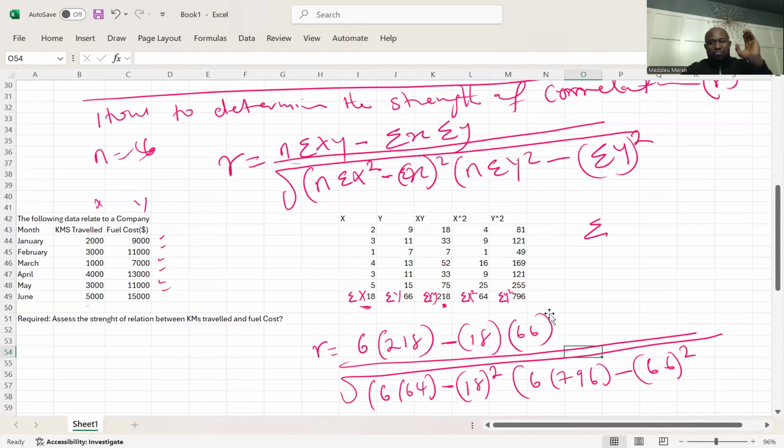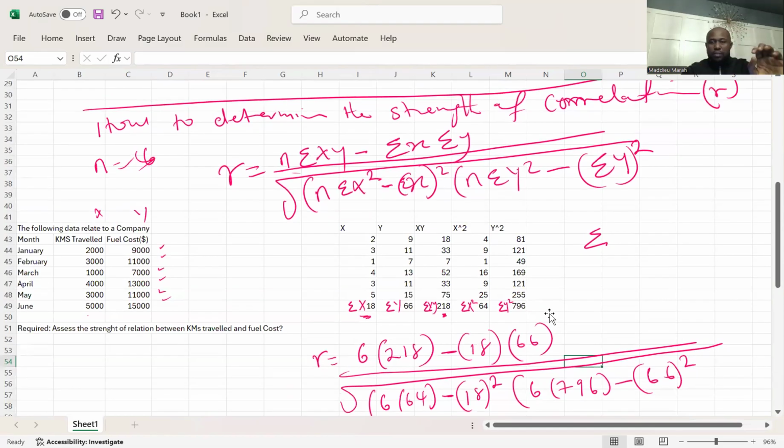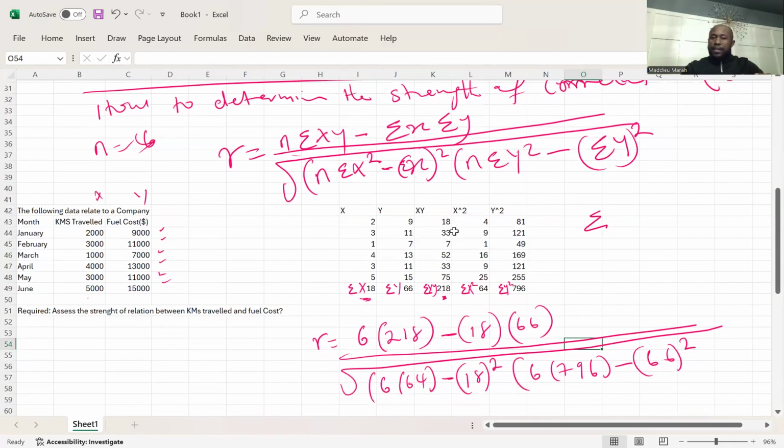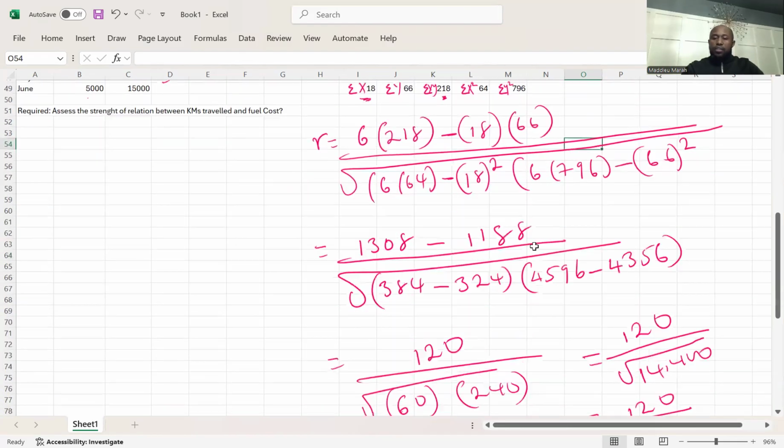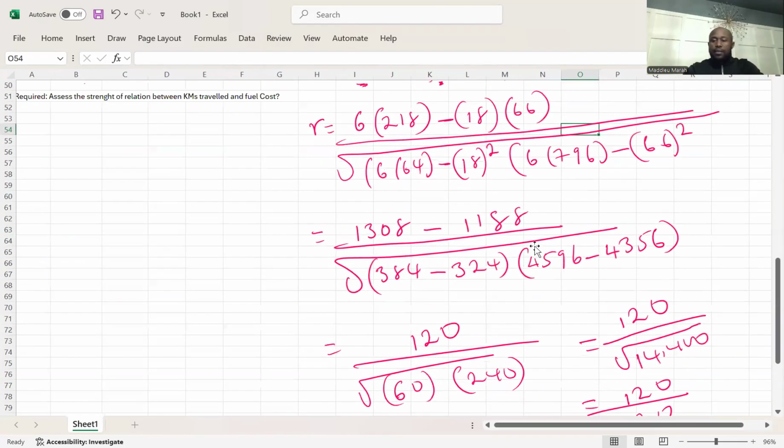Correlation, you state the formula. Don't memorize this formula. It will be given to you in the exam. You need to know how to apply the formula. So R is equals to N sigma xy minus sigma x sigma y, divided by the root of N sigma x square minus sigma x all square, and N sigma y square minus sigma y all square. So you set your table like this and you apply your formula using this method.